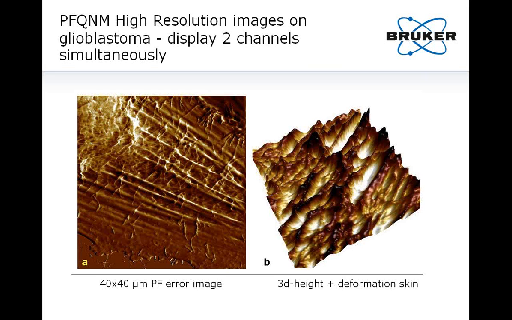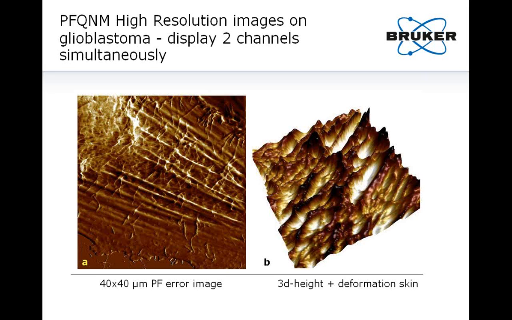Another interesting option offered by the Bruker analysis software is that you can display a 3D rendering of the topography, for instance, and add what we call a skin. So in other words, another channel, and you have the choice between 8 channels, which can be interesting, for instance, to correlate some cellular features with some specific mechanical properties or chemical properties.